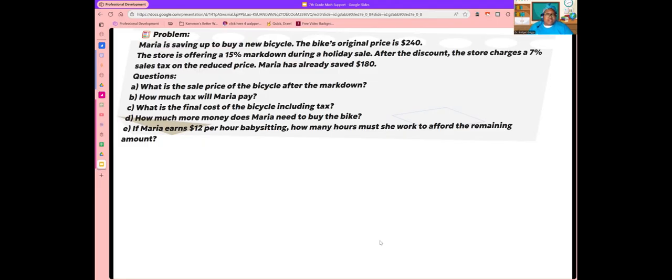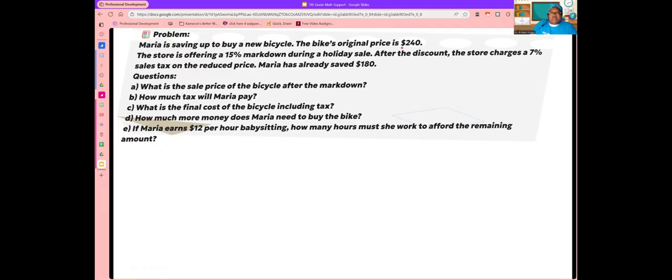What is the sales price of the bicycle after the markdown? How much tax will Maria pay? What is the final cost of the bicycle, including tax? How much more money does Maria need to buy the bike? And if Maria earns $12 per hour babysitting, how many hours must she work to afford the remaining amount? So let's do this one step at a time so that we can address all 5 questions.